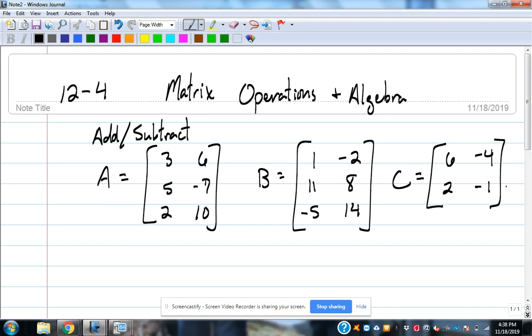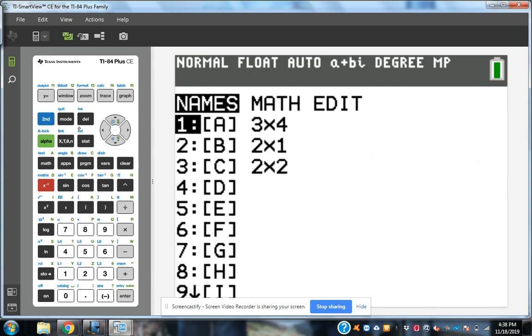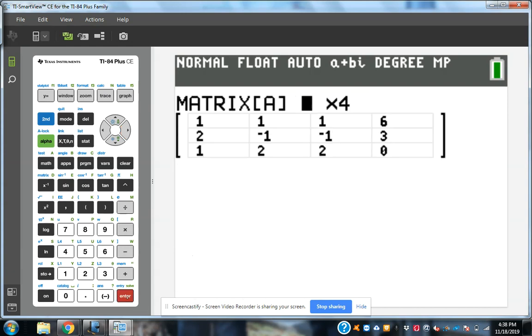All right, so we're going to use these three to set up some problems. Now, if I came to a section on a quiz or a test that had this set up and said use these three matrices to do the following problems, I would probably go to my calculator, go to second matrix, and put each one of those in for A, B, and C. But let's just go ahead and put them in there to get the practice.